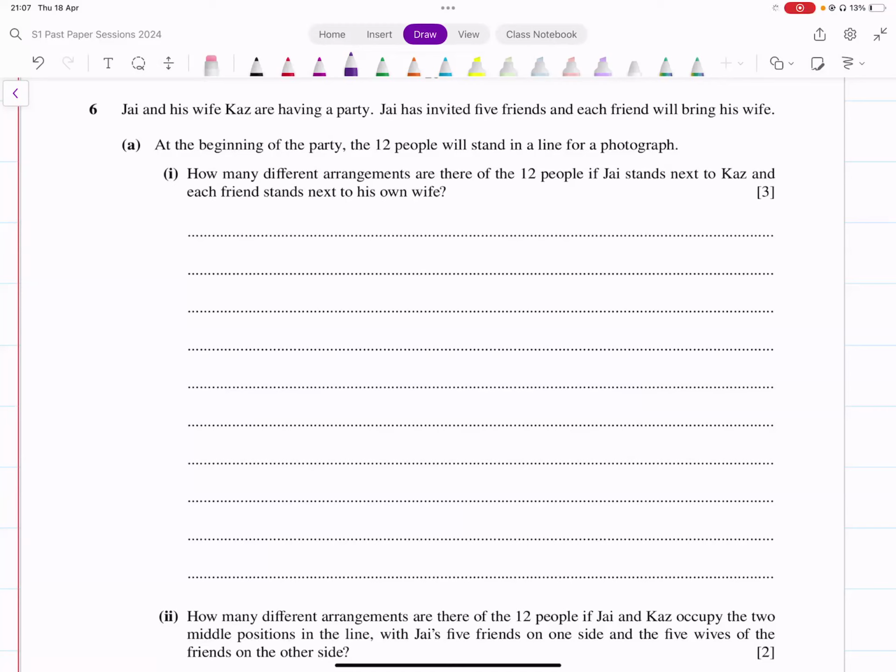Okay, so the couples are standing together. Okay, so fine, let's do that at the end quickly. Okay, how many arrangements are there of the 12 people if he stands next to his wife and each friend stands next to his own wife? So the couples have to be together. Okay, we have 12 people in total.